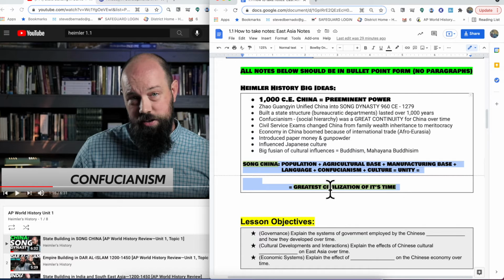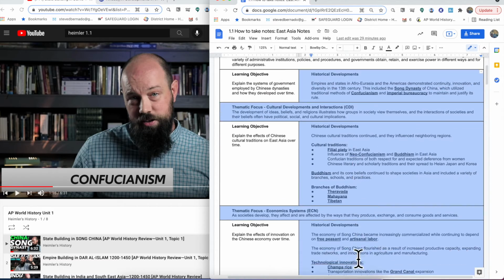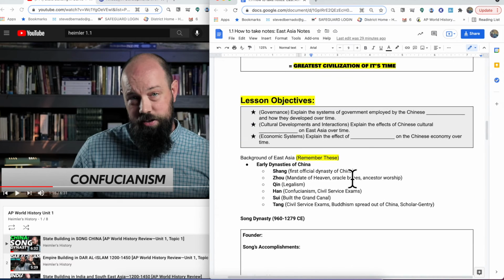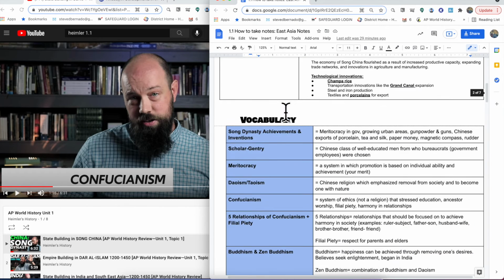All right, now we're going to get into the nitty gritty. All of these topics right here, these historical developments, we need to understand them in more detail. So now we're going to come back and fill out our lesson objectives. Our lesson objectives are from the top. Government. Here's a reminder. What do we need to do? Explain the systems of government employed by the Chinese. Oh, I have to go back up here.